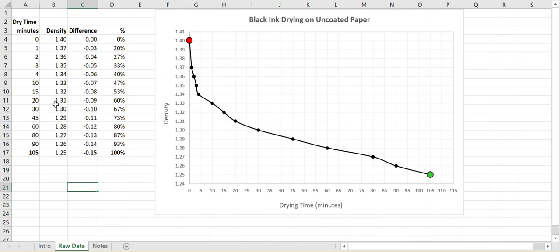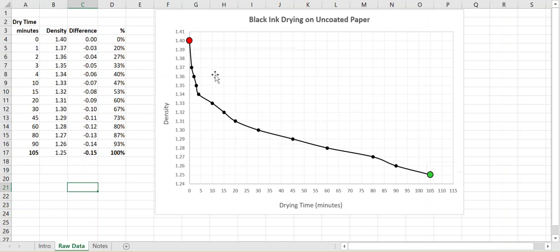So if you take this raw data, which in tabular format, rows and columns may not be that informative, and now you visualize it with a graph or a chart, you plot it out, you can see that this curve is typical for ink dryback. So immediately right out of delivery, when the ink is wet and fresh, it has a higher density, but over time it dries back or dries down.